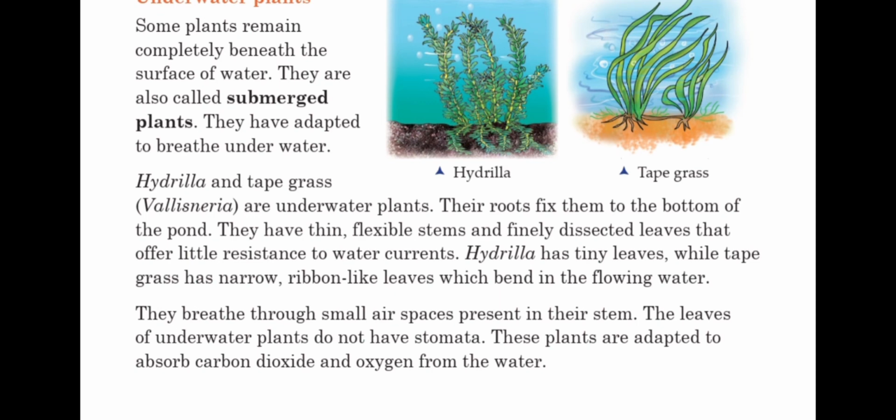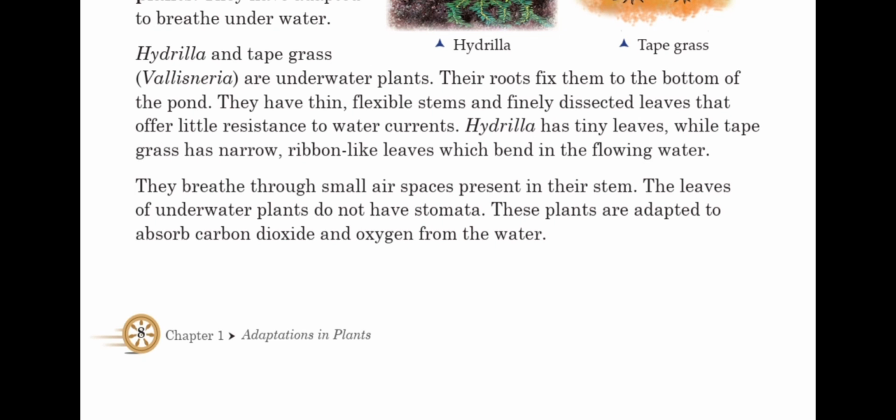They have thin, flexible stems and finely dissected leaves that offer little resistance to water currents. Hydrilla has tiny leaves, while tape grass has narrow, ribbon-like leaves which bend in the flowing water. They breathe through a small air space present in their stem. The leaves of underwater plants do not have stomata. These plants are adapted to absorb carbon dioxide and oxygen from the water.